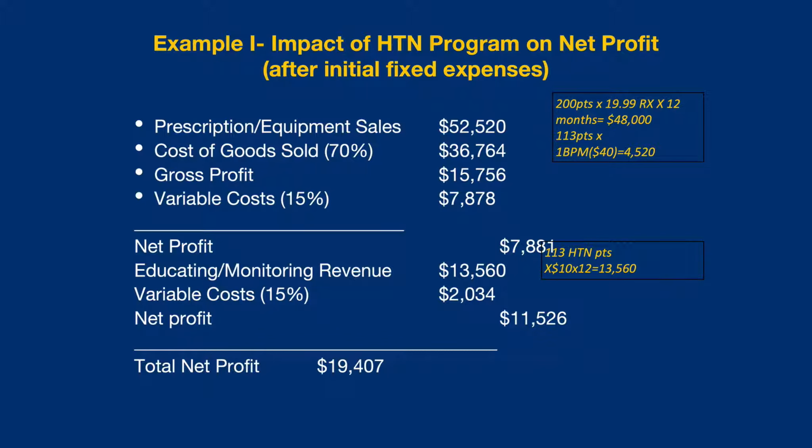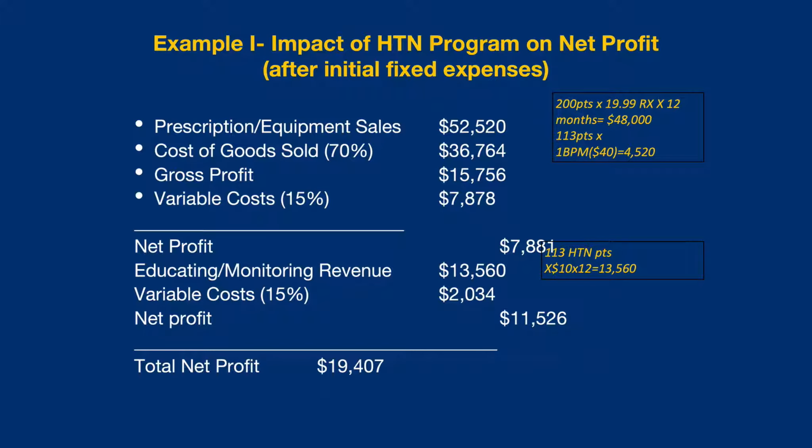Now, I know I'm not going to get a perfect share, but say I get a little bit over 50% of these patients wanting to enroll in my program. So those 113 patients that I get to enroll in my program are going to buy, one time, a blood pressure monitoring machine at $40. So that is an additional $4,520. So between prescriptions and equipment sale, I have brought in $52,520 in revenue. Now, just bear with me.